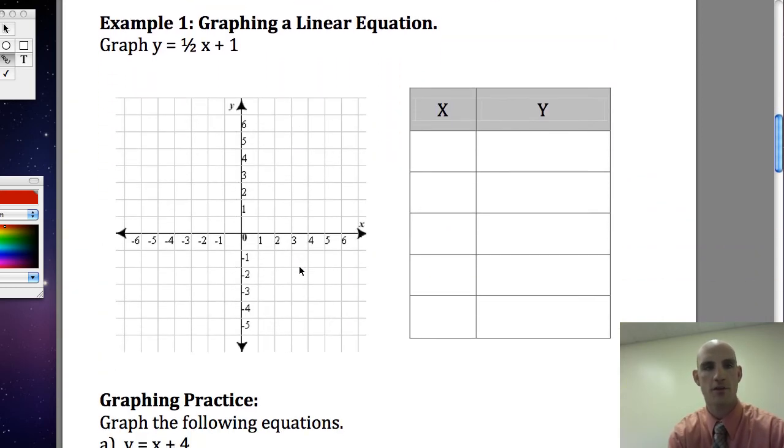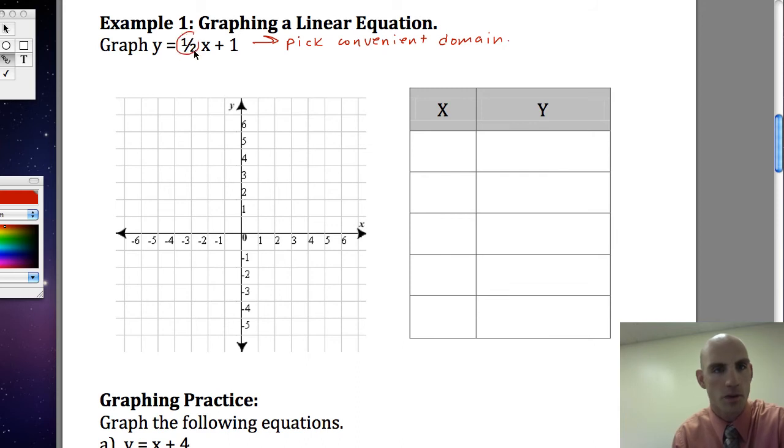How do we plot these? Well, let's see how we do this. We're going to do the same process. Do the domain, do the range. Y equals 1/2 x plus 1. Pick a convenient domain. I'm looking at this: what's something that easily multiplies by a half? So I'm going to pick -4, -2, 0, 2, and 4. Why? Because -4 multiplied by a half is easy.